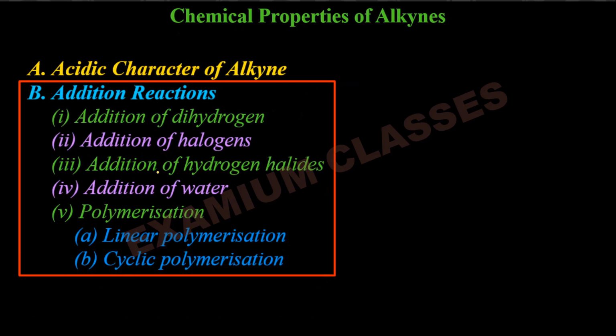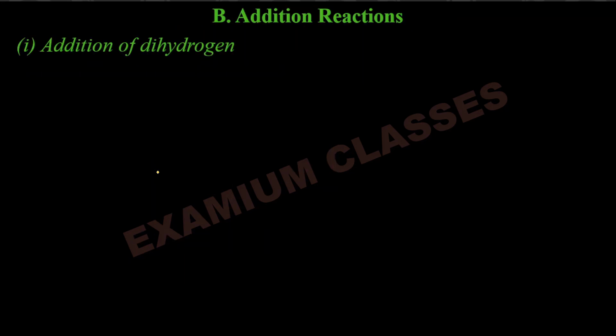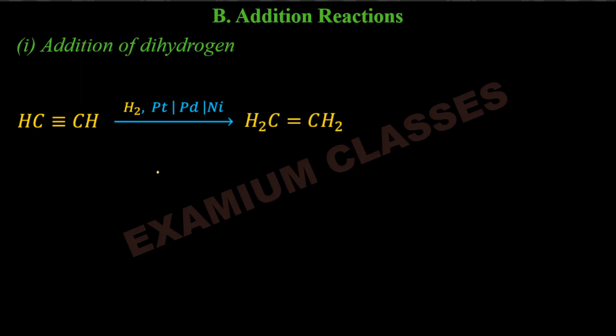Now we will be talking about the addition reactions one by one. First, addition of dihydrogen. It is Sabatier and Senderens reduction, which we have talked about in alkenes also, and in preparation of alkanes also. So ethyne, when reacted with hydrogen in presence of catalyst platinum, palladium or nickel, will give you ethene, and ethene will further react with hydrogen. Again, Sabatier and Senderens reduction will continue, and finally we will get ethane here.